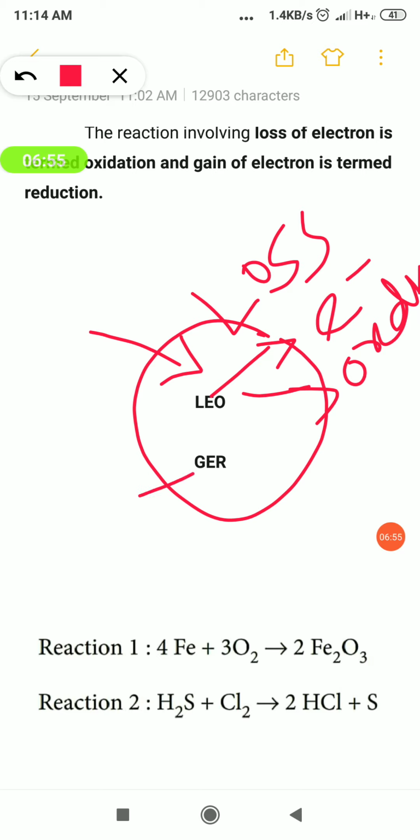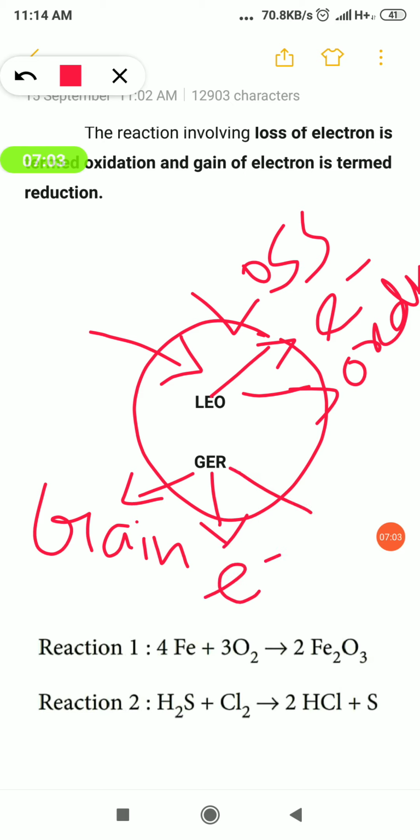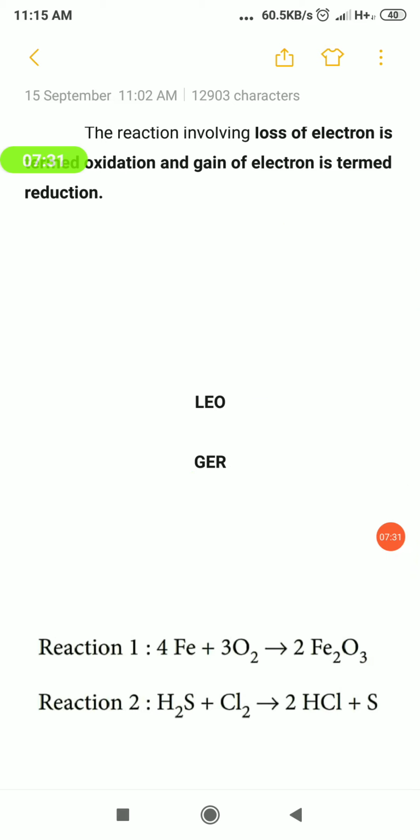அடுத்து கெர் இருக்குதா, கெர்ல G என்னன்னா gain. E அதே மாதிரி electron, and R reduction. சரியா? So what is Leo? Loss of electron is called as oxidation, and Ger na என்ன, gain of electron is called as reduction. அப்ப electronic concept படி எப்படி oxidation and reduction சொல்லலாம்? What is oxidation according to electronic concept? Loss of electron is called as oxidation. What is reduction? Gain of electron is called as reduction. So this is the second concept of defining oxidation and reduction process.